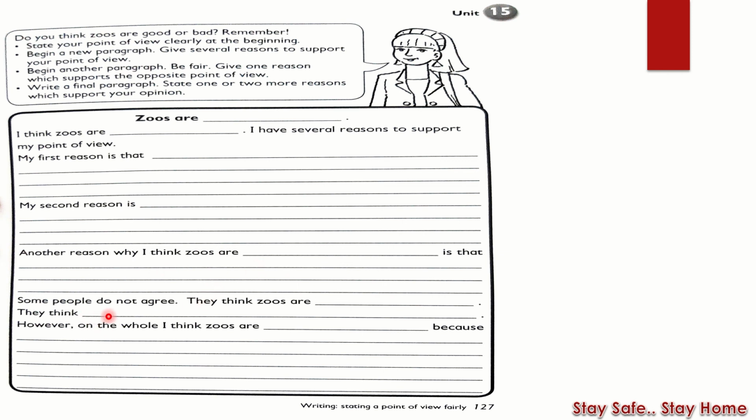Then you go, some people do not agree. They think zoos are bad. They think, and you take one disadvantage from the 5 that you've written on the other side. However, on the whole, I think zoos are... You again say what you think. If you thought they are good in the beginning, then you finish with good. If you thought they are bad, you finish with bad. And if you used 3 advantages here, you use the fourth in the conclusion. If you use 3 disadvantages because you think they're bad, you use the fourth here. That's how you build up your opinion essay.